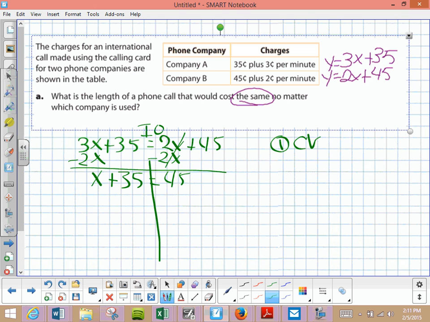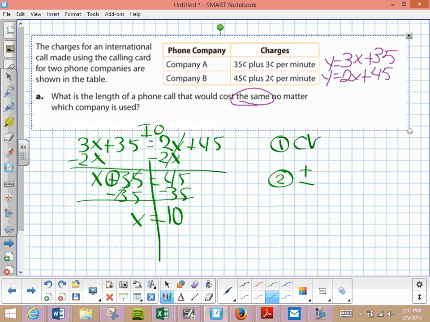Now we have a second step which says to either add or subtract and nothing else. This thing is already adding, so we must subtract instead, going by inverse operation. X equals 10. And that's the end of that.